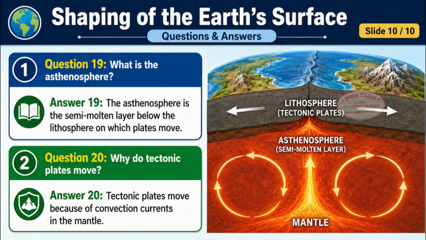Question 19. What is the asthenosphere? Answer 19. The asthenosphere is a hot, weak, partly molten layer below the lithosphere. Question 20. Why do tectonic plates move? Answer 20. Tectonic plates move mainly because of convection currents in the mantle.